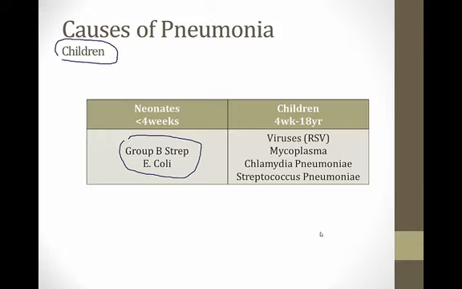So these bacteria are found in the vaginal canal and they infect the baby during birth. Children that are a little bit older, 4 weeks old up to 18 years of age, get pneumonia from RSV very commonly. This is a type of virus that we'll talk about later. They get some of these atypical pneumonias like mycoplasma and chlamydia, and then they also sometimes get strep pneumoniae.